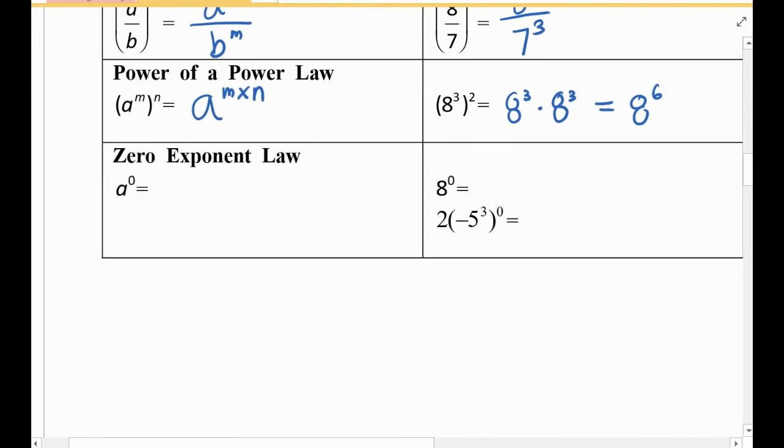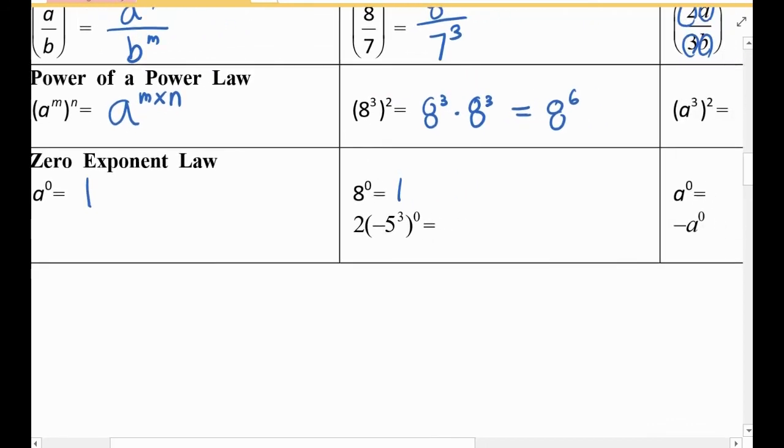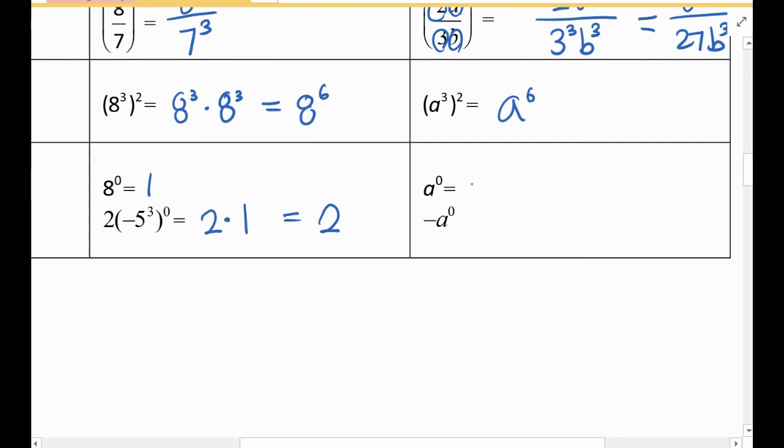Zero exponent law. Something to the power of 0 is always 1. So a to the power of 0 is 1. Here, I have 0 exponent, and this one directly applies to the base directly in front of it. So 0 applies to the base only, not 2. So 2 will stay there. And 0 applies to the bracket. So something to the power of 0 is always 1. That will be 2 times 1. The answer is 2.